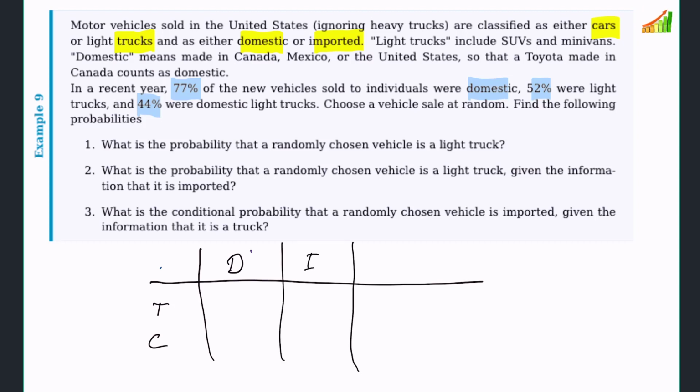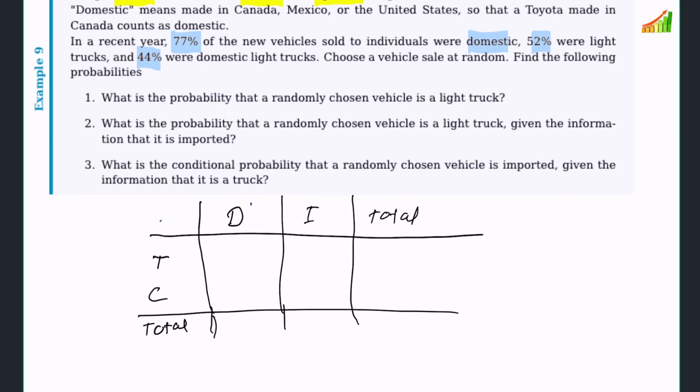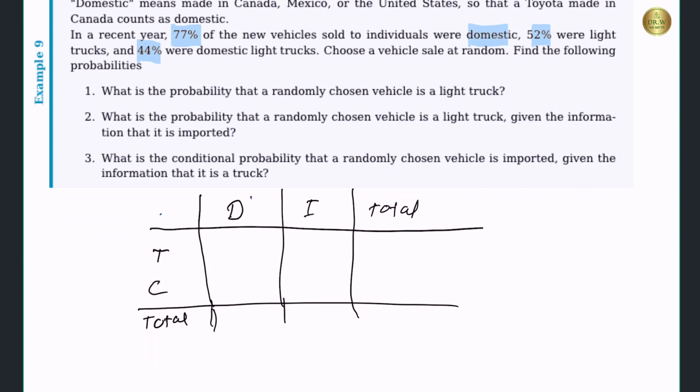And I use the last column for the total. And I use the last row for the total as well. Now go back to the problem and observe the given information. You see 77% of individuals were domestic. So that means the probability of domestic equals 0.77. Domestic is in this column, total is 0.77. It doesn't matter cars or light truck. Therefore, we write this one here, 0.77.